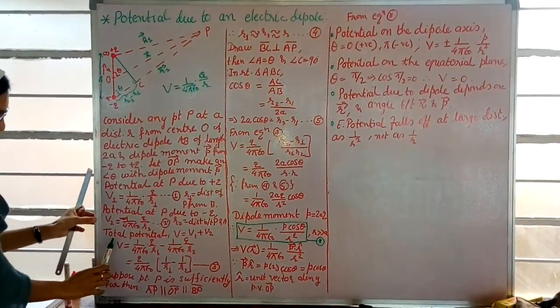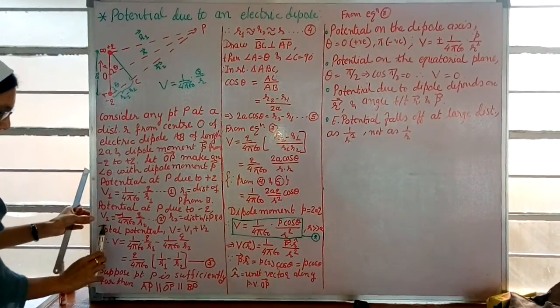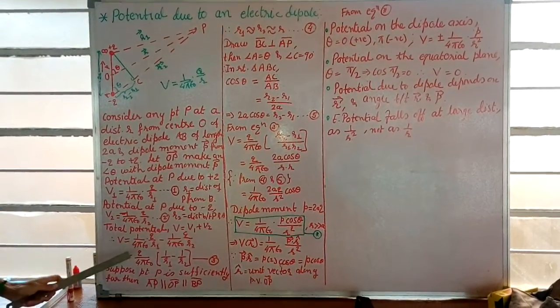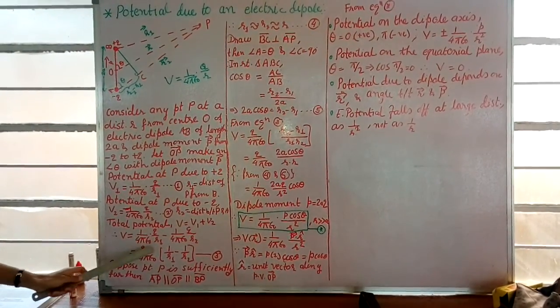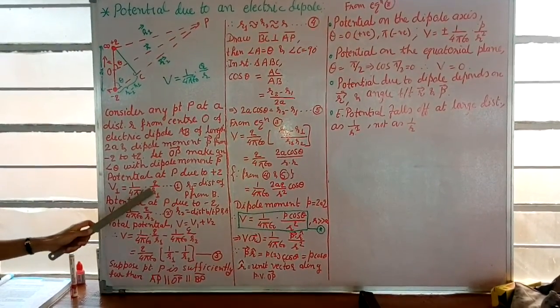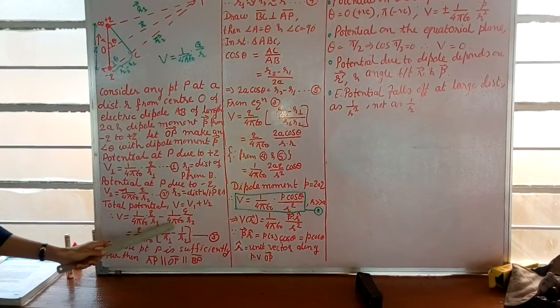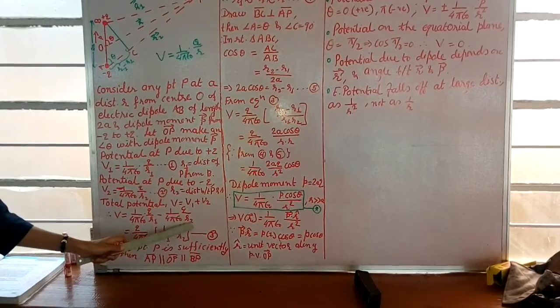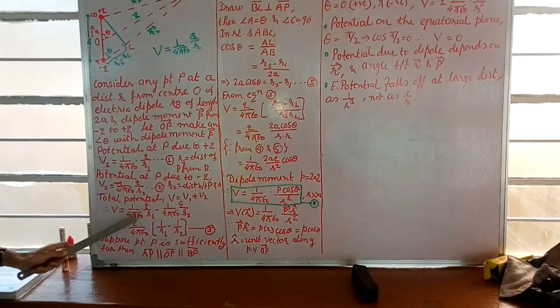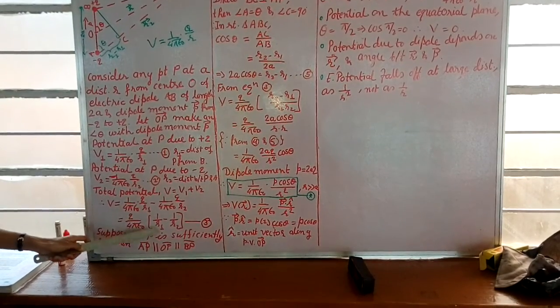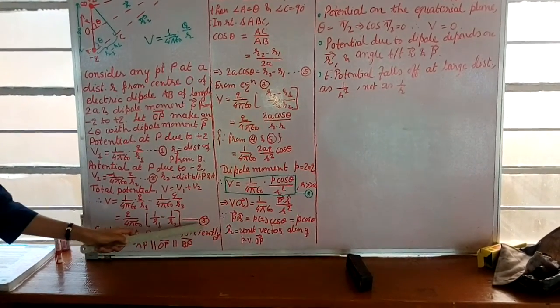Now the total potential will be the sum of V1 plus V2. So the total potential V is equal to V1 plus V2. Putting the values, from number 1, 1 by 4 pi epsilon naught, q by r1, and from number 2, minus 1 by 4 pi epsilon naught, q by r2. Now q by 4 pi epsilon naught is common, so I take it out. Here remains 1 by r1 minus 1 by r2, point number 3.